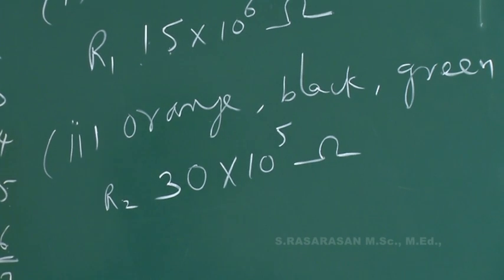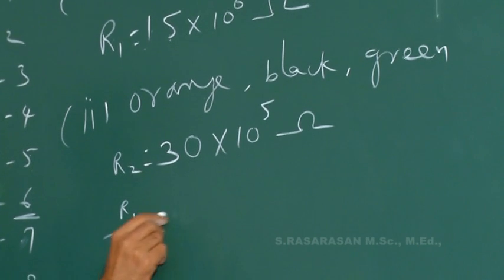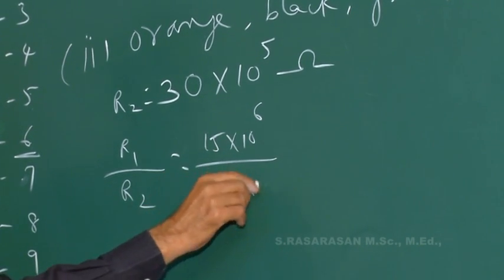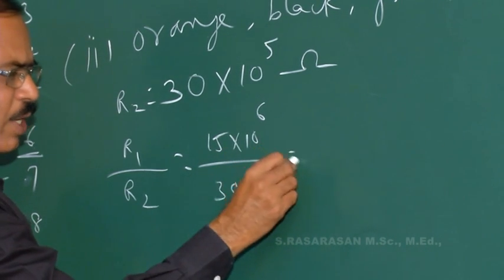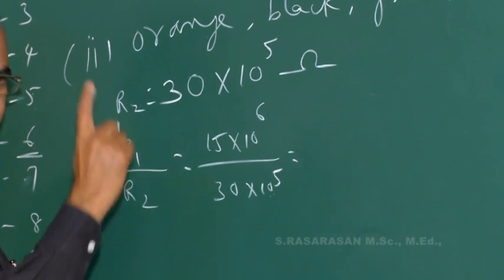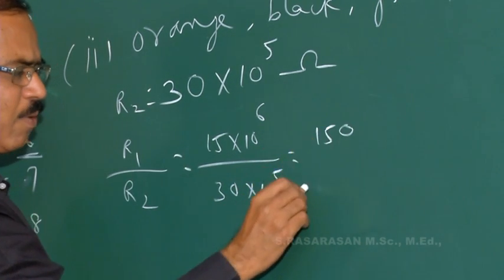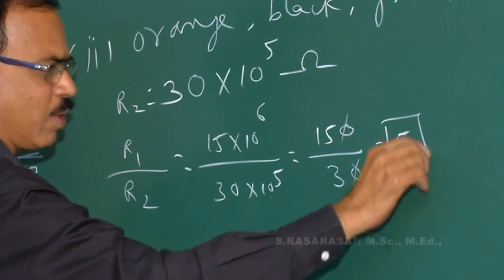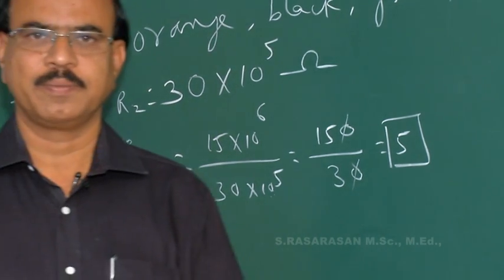But the problem is the ratio of the two resistances R1 by R2 is equal to 15 into 10 to the power 6 by 30 into 10 to the power 5. Yes, if 10 power 5 goes to numerator, it is 10 power minus 5. 10 power minus 5, 10 power 6, it is 10 power 1. 10 into 15, 150 by 30. Cancel, this is 5. So the answer for the problem is 15 by 3, 5. Yes, option C is correct.